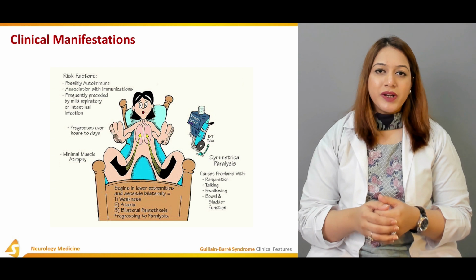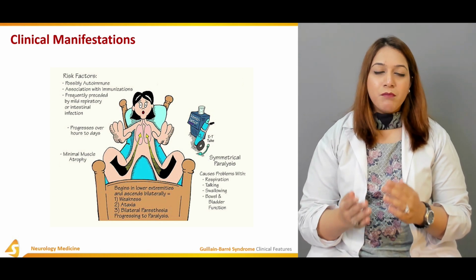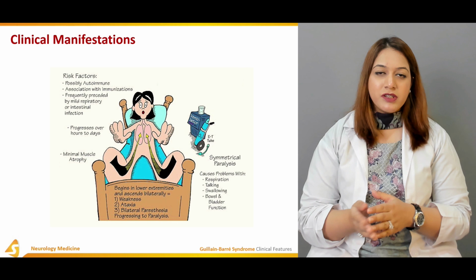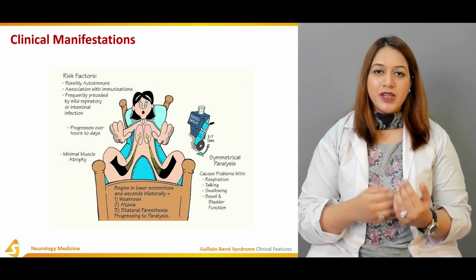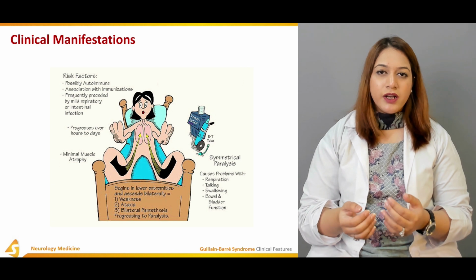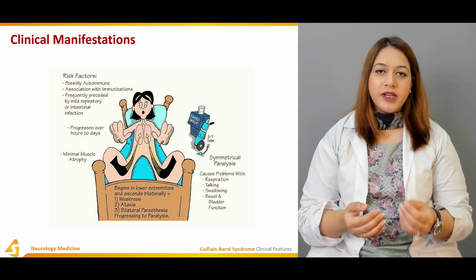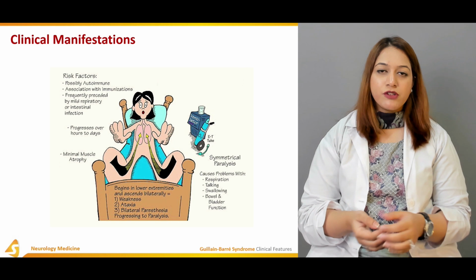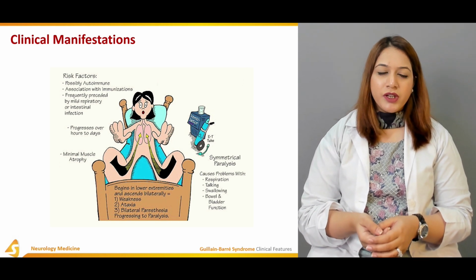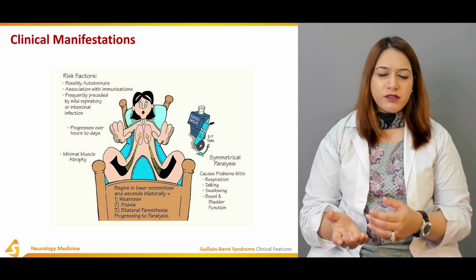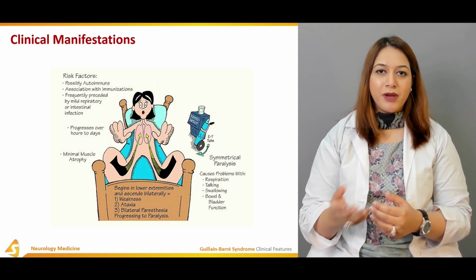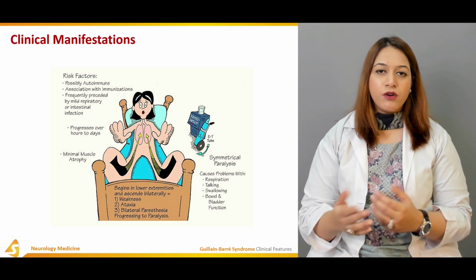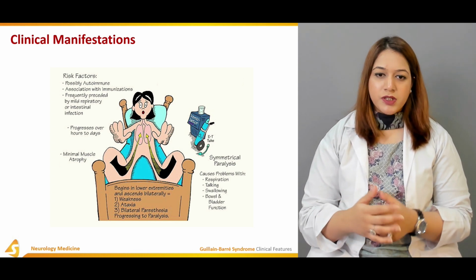Then frequently it is preceded by mild respiratory or intestinal infections, as we have discussed in the previous section. Most commonly it is a Campylobacter jejuni infection. Other than that, it can be a human herpes virus infection. It can be HIV, hepatitis E, or Mycoplasma pneumoniae. It depends on the circumstances.